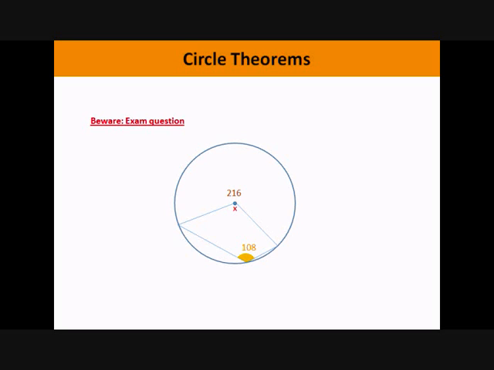The angle at the center is twice the angle at the circumference. So if that's 216 in the middle, then X that we're looking for is 164, so that the middle adds up to 360.